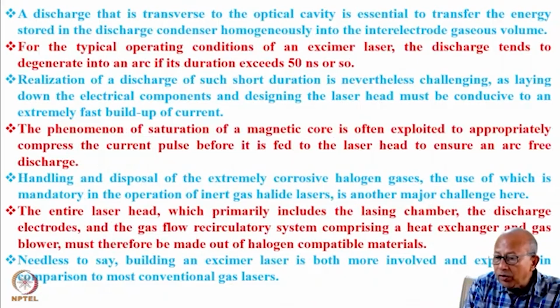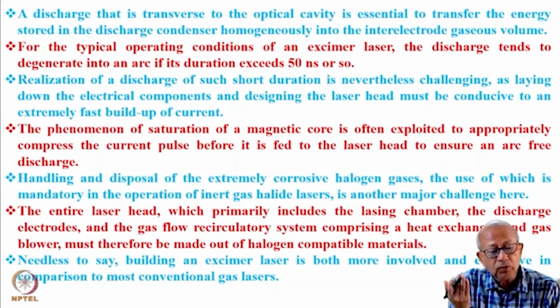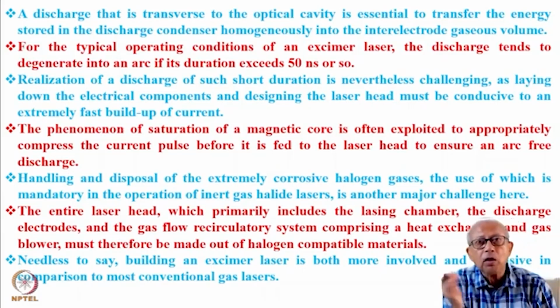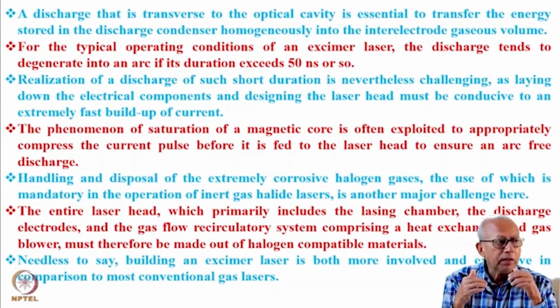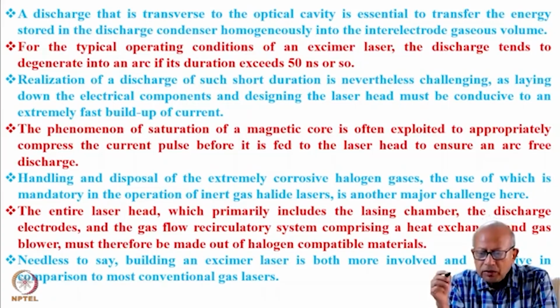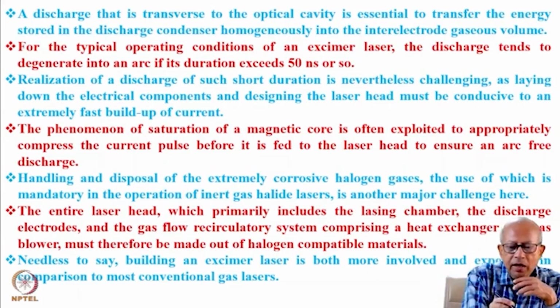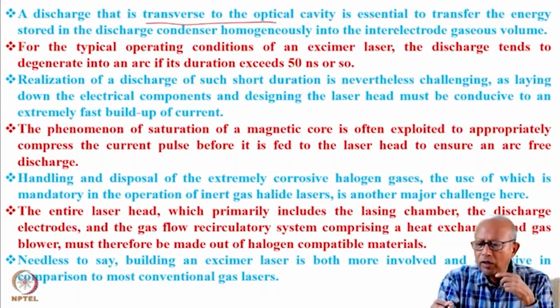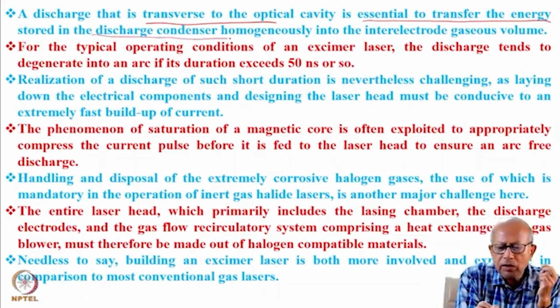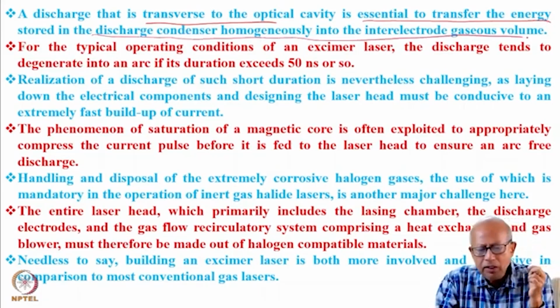And because the operating pressure is very high, more than atmospheric pressure, you cannot have a longitudinal discharge. We know that a high pressure laser cannot be operated in longitudinal mode. So it is essentially operated in transverse mode. That is, the discharge is a transverse discharge. Okay, I'll come to that. It is essential to transfer the energy stored in the discharge condenser homogeneously into the inter-electrode gaseous volume.